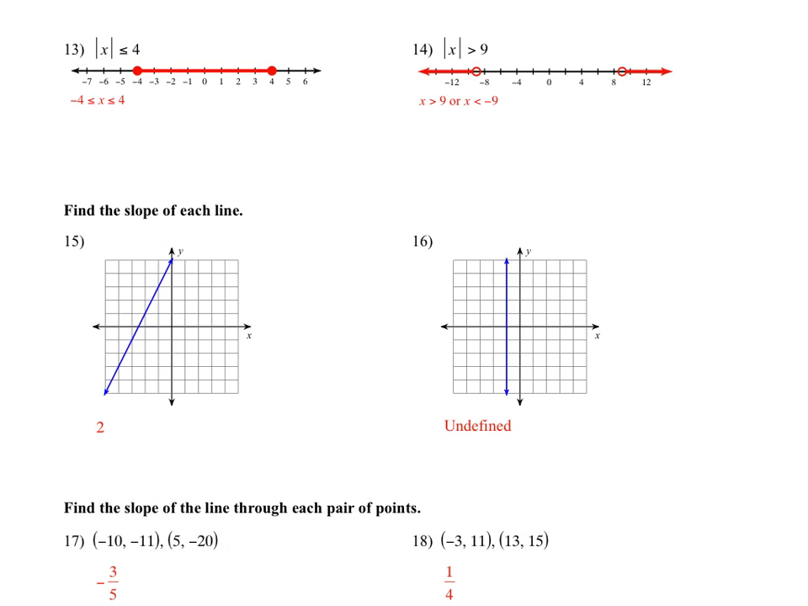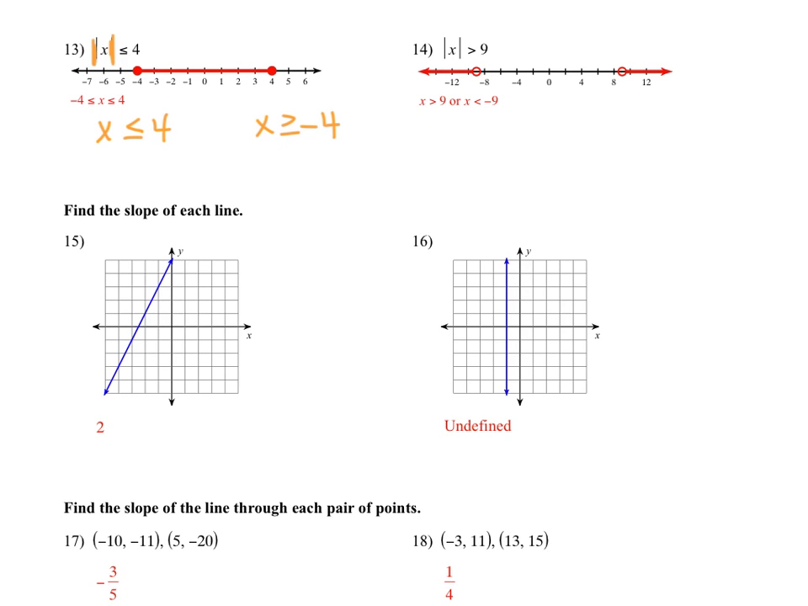Okay, 13 and 14 are relatively simple. They're almost so easy that people were missing them today. Remember, because they're in absolute value, they still have 2 options. It's x less than or equal to 4, x greater than or equal to negative 4. So remember, you flip the symbol around and change it to be negative.